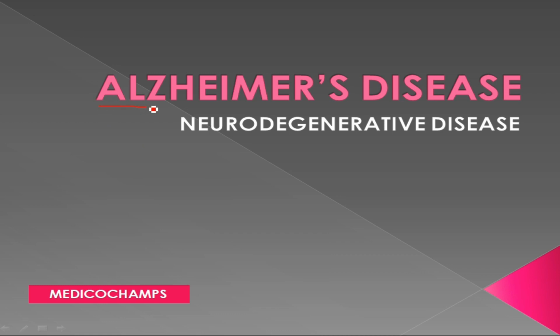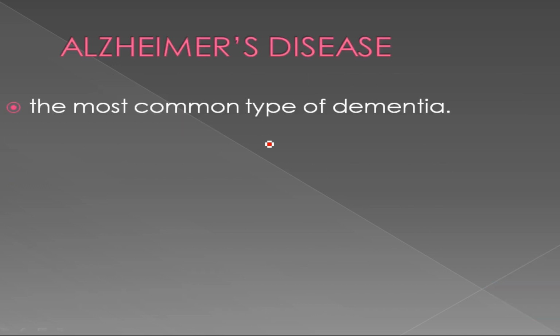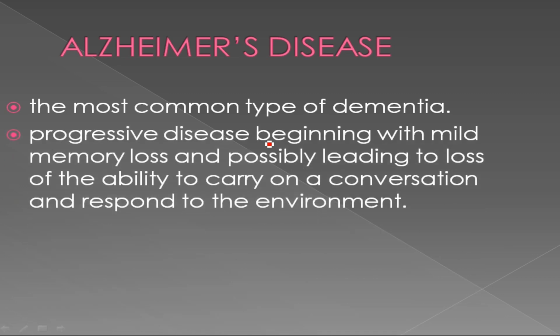This video is about Alzheimer's disease. Alzheimer's is a neurodegenerative disease. So the neurons, mostly present in the central nervous system, degenerate in Alzheimer's disease. Alzheimer's is the most common type of dementia. Dementia means memory loss. So the patient of Alzheimer's disease loses their memory, both short-term and long-term memory.